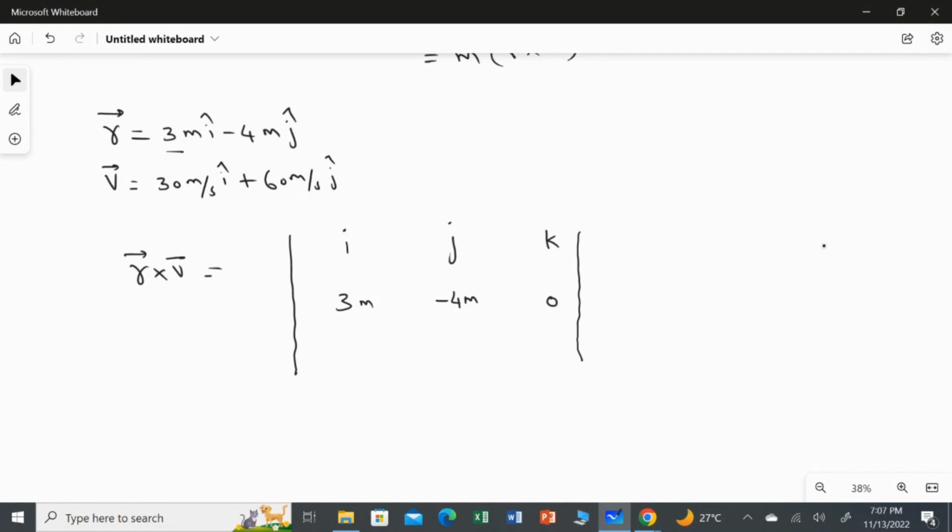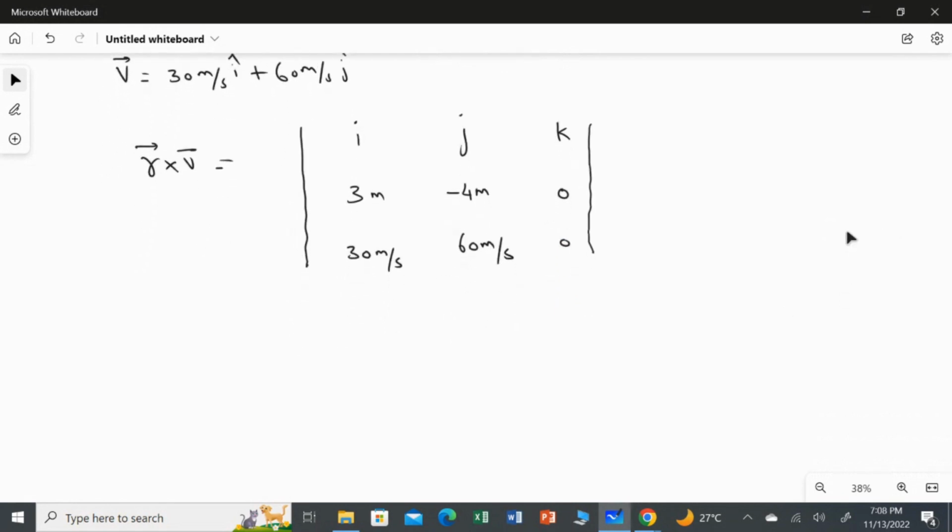Likewise for the velocity, the i component, that means the x component of the velocity, is 30 meter per second. Likewise, the y component of velocity is 60 meter per second. There is no k component, so z value is not there, so I have to put 0. As we already studied, when you find the value of r cross v with ijk, the i will have the positive sign, the j will have the negative sign, and the k will have the positive sign, right? So first of all, I am going to find the value of this i component. So how to find?